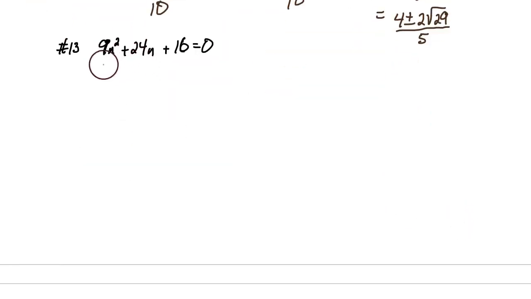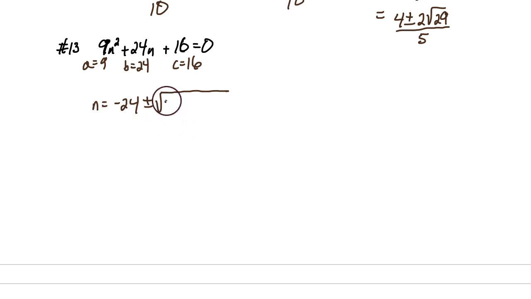Number 13. This is already in standard form, and unfortunately not all of the terms will divide by the same number, which would reduce their size. So our values of a, b, and c are going to be fairly large. We have n equals negative b, so negative 24, plus or minus the square root. Now b squared, so 24 squared, that's 576, minus 4 times a, which is 9, times c, which is 16, all divided by 2 times a, which is going to be 18.